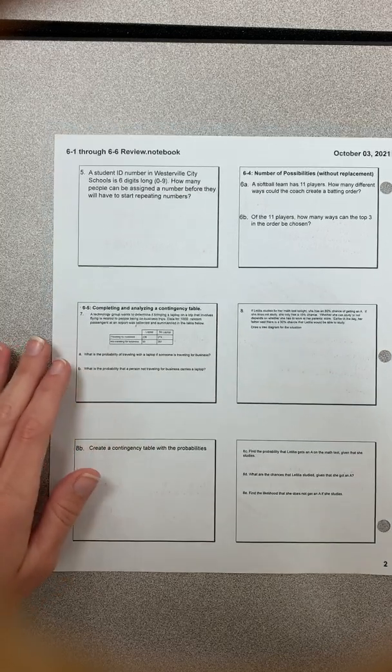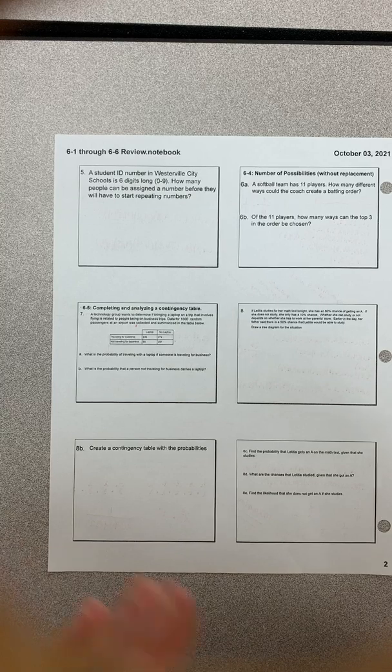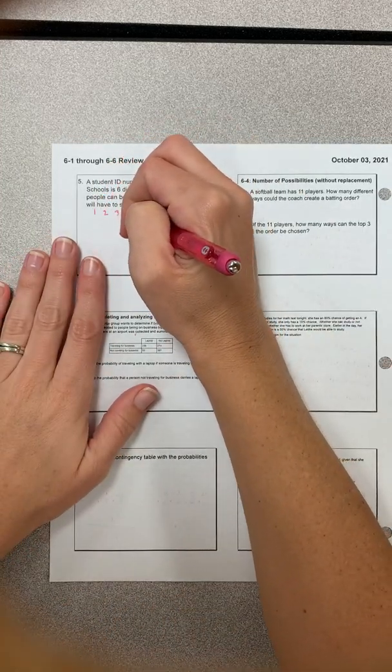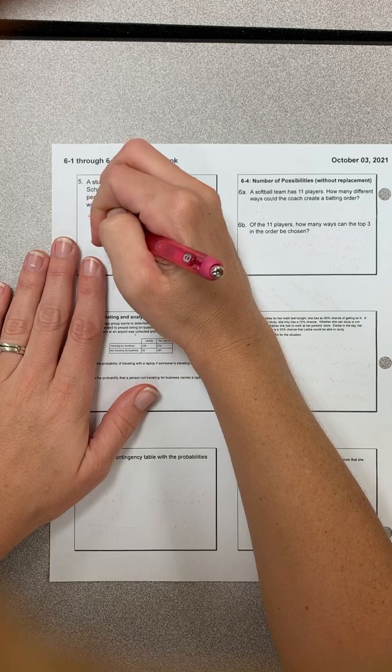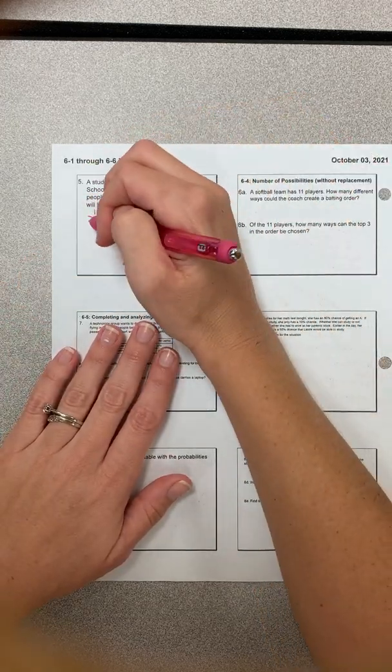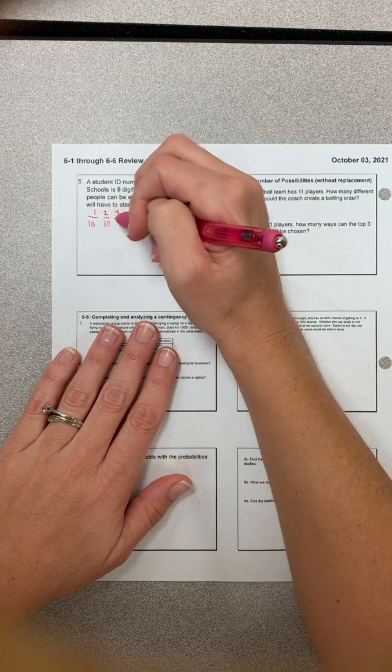Number 5, a student ID number in Westerville City Schools is 6 digits long, from 0 to 9. Each digit's 0 to 9. How many people can be assigned a number before they will have to start repeating numbers? So it's 6 digits, 1, 2, 3, 4, 5, 6. And each one you have choices 0 through 9, so you actually have 10 choices for each one.